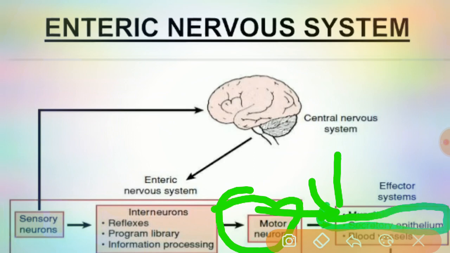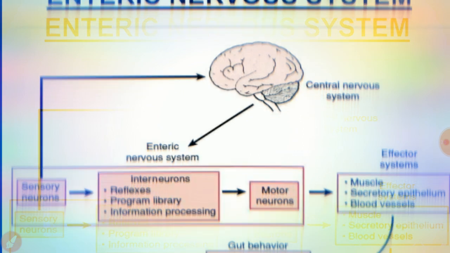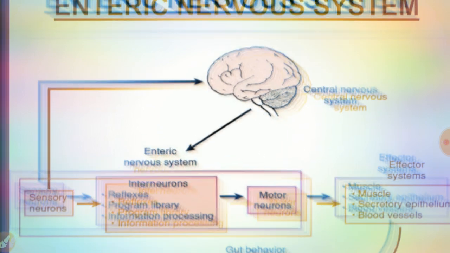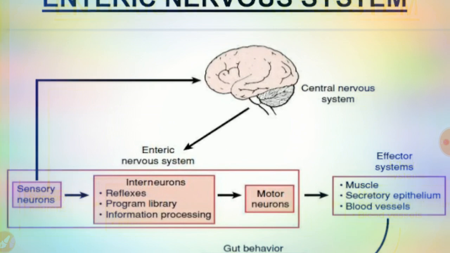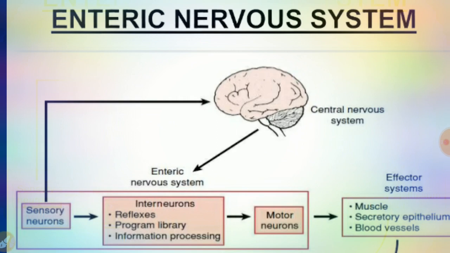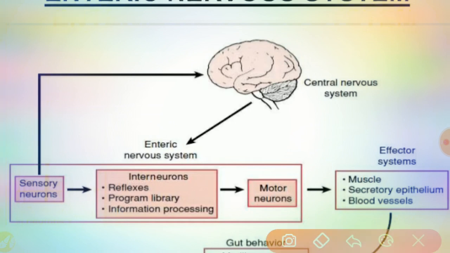Okay, so this will be having the secretory epithelium and also the blood vessels. Coming to the nervous system, there are two types of neurons functioning. The enteric nervous system is also like a central nervous system. The enteric nervous system will be run by two types of neurons. The first one is the sensory neurons and the second one is the motor neurons.